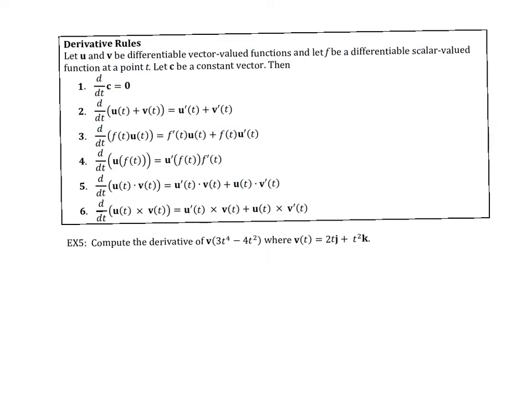On this page, what we're going to do is look at the derivative rules. They're similar to the rules that we have in calculus. You just have to remember that we're not working with just functions. We're working with vector functions, real functions, and constant vectors. So remember, u and v, these are vectors. But f, that's a real valued function. So it's a function in the usual sense.